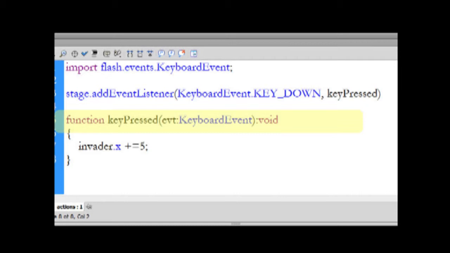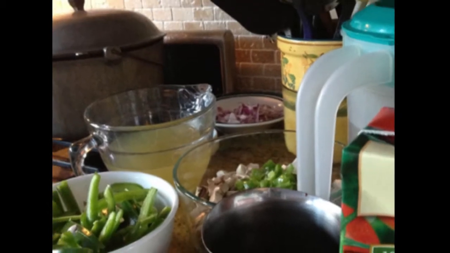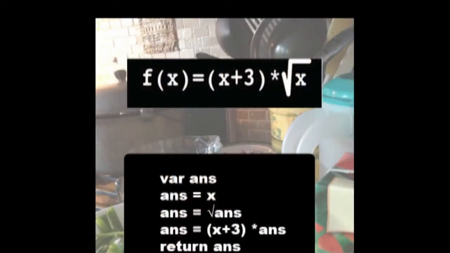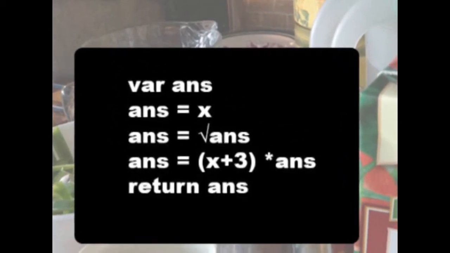Imperative programming or sequential programming is like following a recipe. Say, for example, you're following a recipe for rosemary chicken. You need to follow it step by step. Let's say you want to find f of x that equals x plus 3 times the square root of x. You would go about the answer by breaking it down into a series of steps.